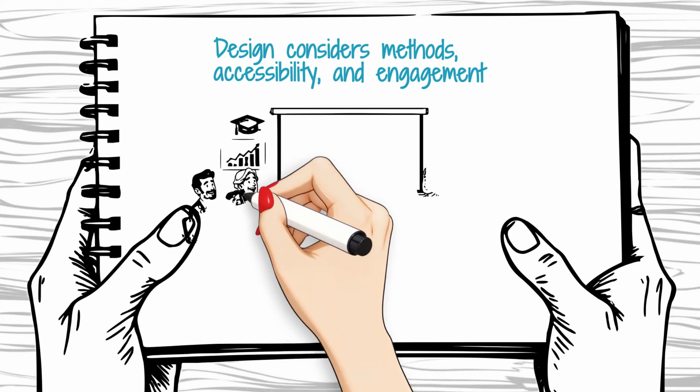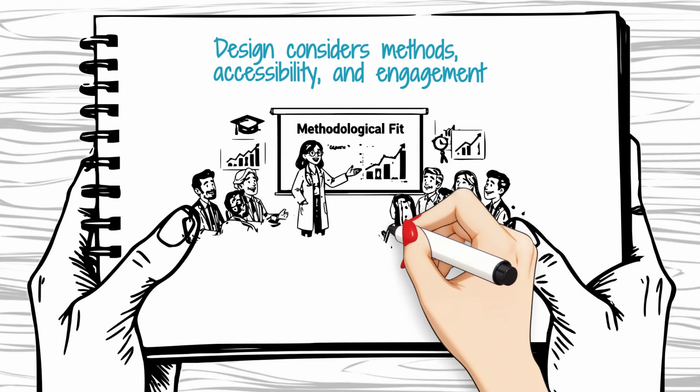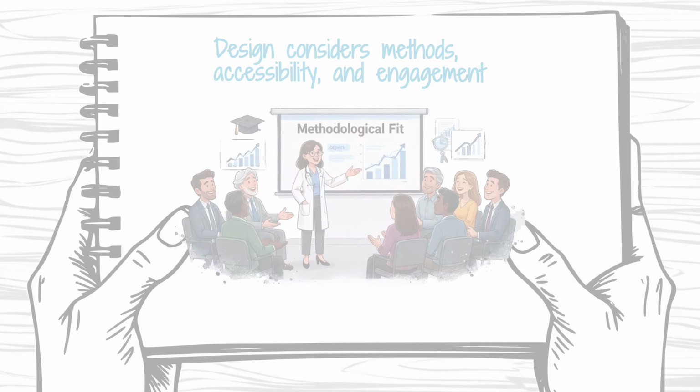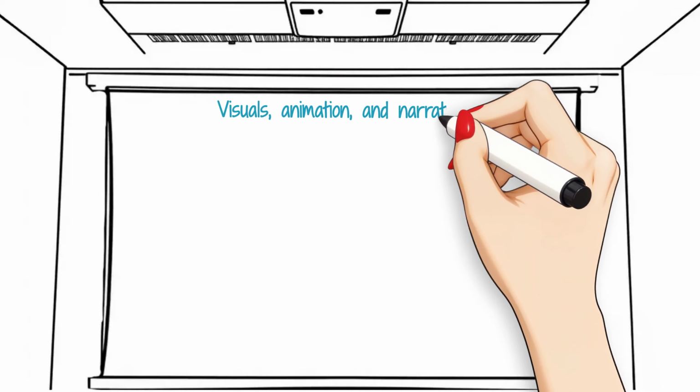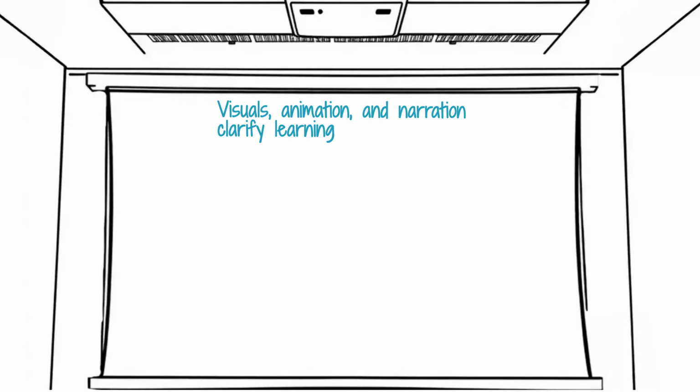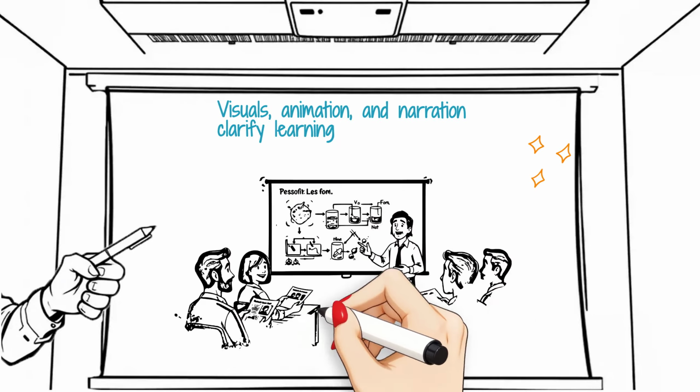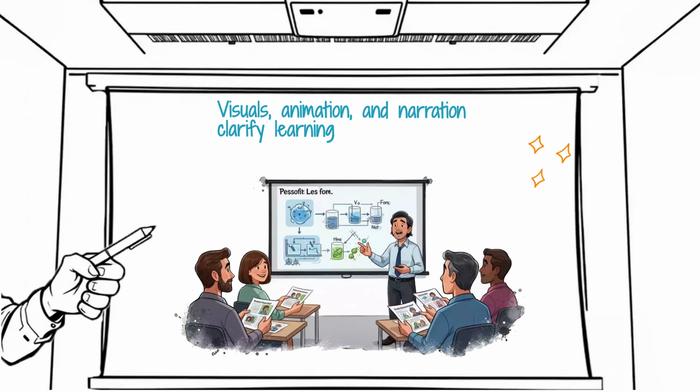The design must also consider accessibility, cultural responsiveness, and learner engagement. When visuals appear on screen, they should clarify structure. When animations are used, they should illustrate process or progression. When narration is paired with text, it should reinforce, rather than duplicate, essential ideas.